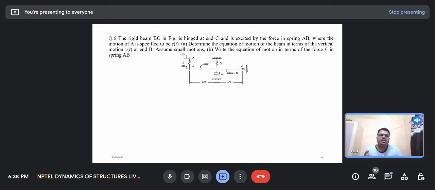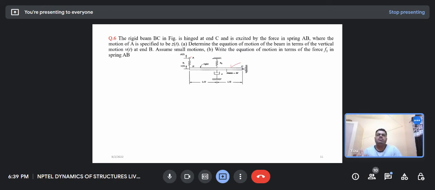This is also a case where the force is not given. A rigid beam BC is given to you, hinged at point C, and we have a spring at point B, and that spring is attached at the end, and there is a point A. If we give some displacement to point A, there is some displacement at point B.